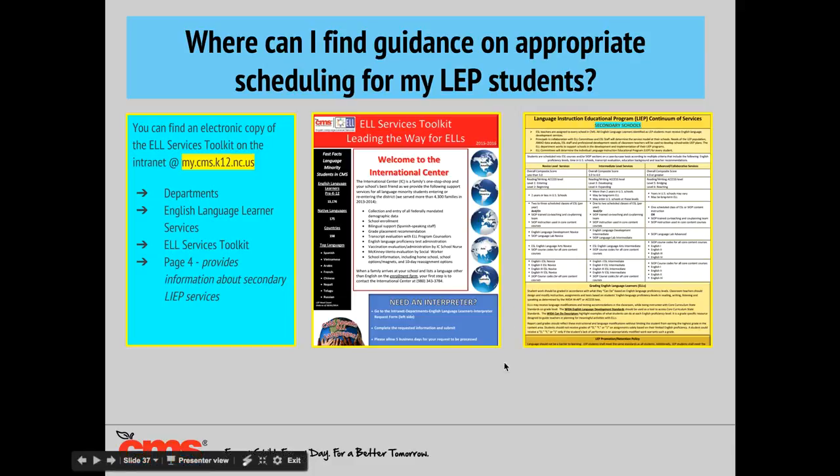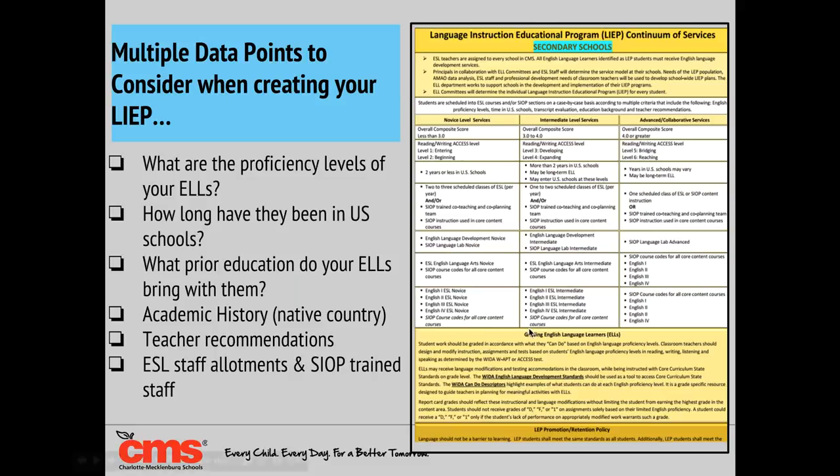And these are like laminated cards. They're on a little ring binder. I've seen people attach it to their desk handle, so it's right nearby. Always handy. It's very good. So here is the Language Instruction Education Program Continuum of Services. This gives you basically a starting place, exactly, to use in deciding what courses your ELL students need to take.